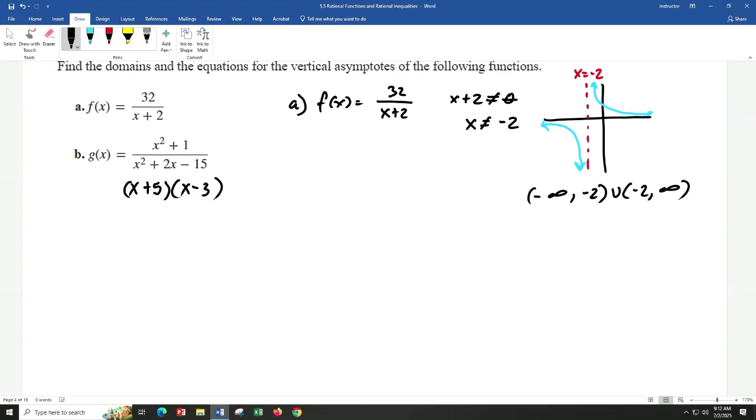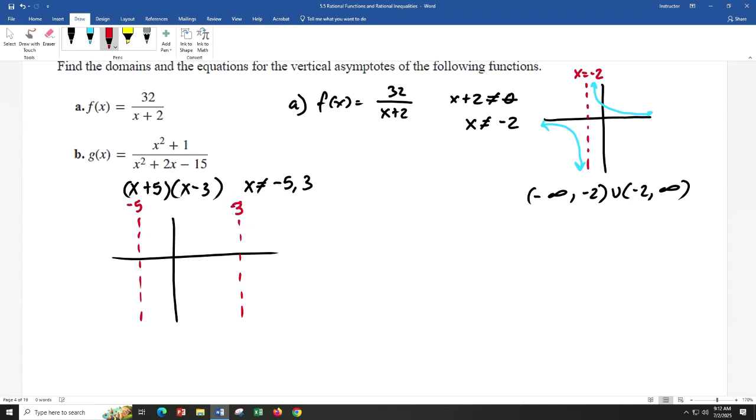But doesn't that mean I have a restriction or an asymptote now? I have an asymptote where? X cannot equal what? Negative 5 and 3. Now here's the problem with this one. They're a little bit harder to graph. But you have an asymptote there, and you also have an asymptote right there. So we have one at negative 5 and one at 3. Your graph technically for this one would look like this.